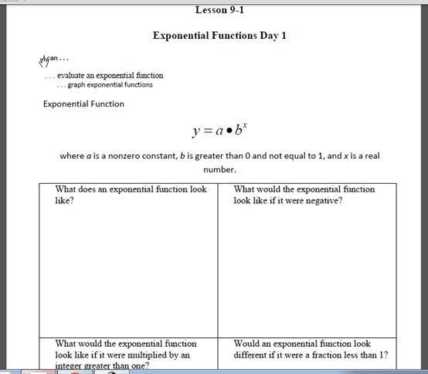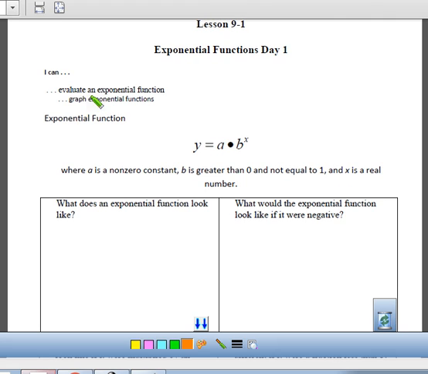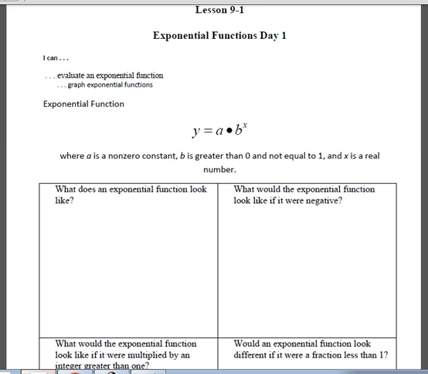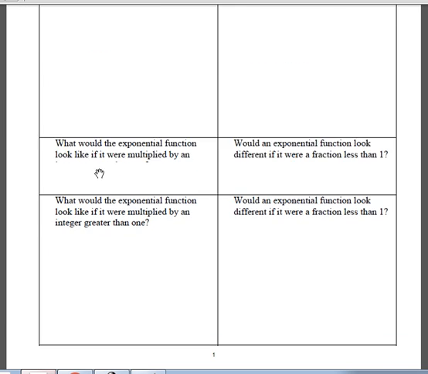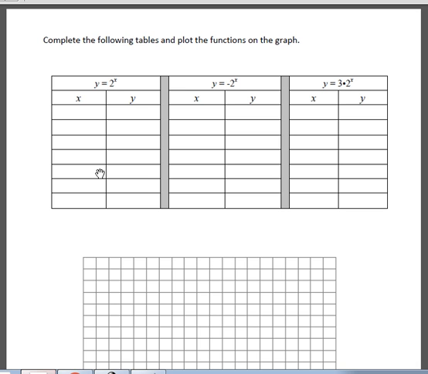So the learning targets for this lesson are: I can evaluate an exponential function, and I can graph an exponential function. This lesson is kind of your intro to exponential functions. It begins on page 1, but we're actually going to skip ahead to page 2 and get started with some examples. You will need a graphing calculator to help you with this.